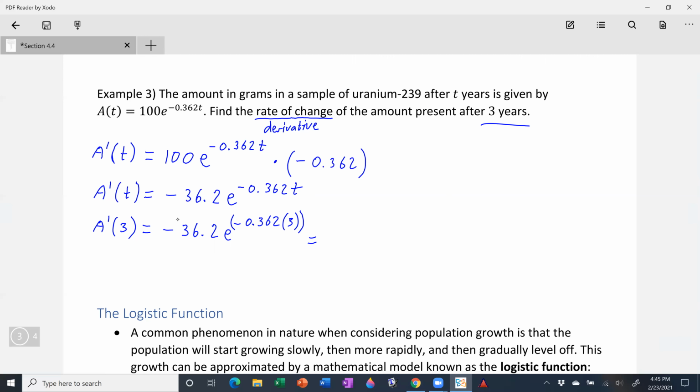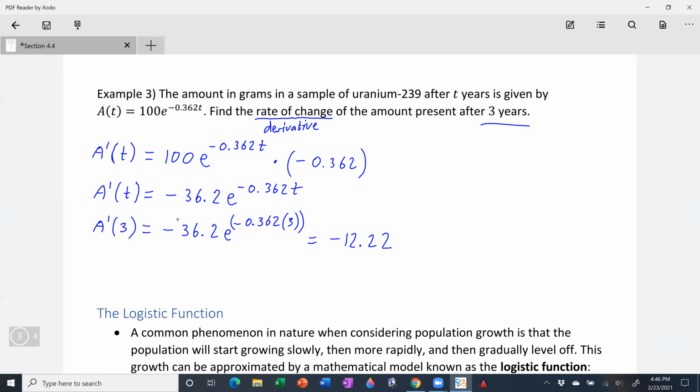So negative 36.2 times e raised to the parentheses, negative 0.362 times 3, close parentheses, and we got negative 12 point, several decimal places, 12.219. How about negative 12.22? Okay, now what did we just find? Make sure you understand the units here and why is this negative?